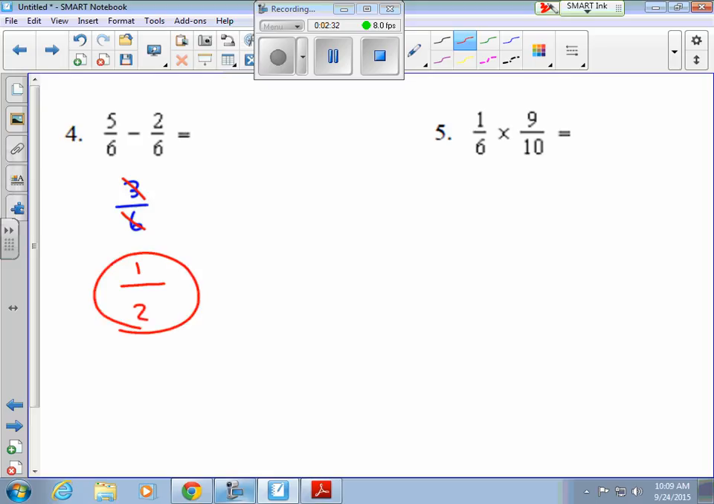1 over 6 times 9 over 10. Again, we can multiply straight across. 1 times 9 and get 9. 6 times 10 and get 60. Or we could say, well, the number 3 goes into both of these. Into this one 3 times, into this one 2 times. Into this one 2 times, and into this one 3 times. Straight across. Now 1 times 3 is 3. 2 times 10 is 20. 3 over 20. There's no number that goes into both of those.